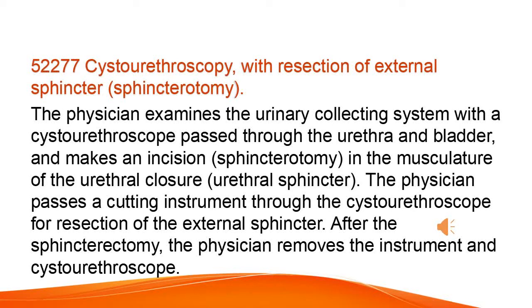Cystourethroscopy, with resection of external sphincter, sphincterotomy. The physician examines the urinary collecting system with a cystourethroscope passed through the urethra and bladder, and makes an incision, sphincterotomy, in the musculature of the urethral closure, urethral sphincter. The physician passes a cutting instrument through the cystourethroscope for resection of the external sphincter. After the sphincterectomy, the physician removes the instrument and cystourethroscope.